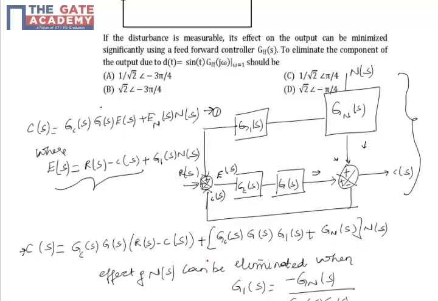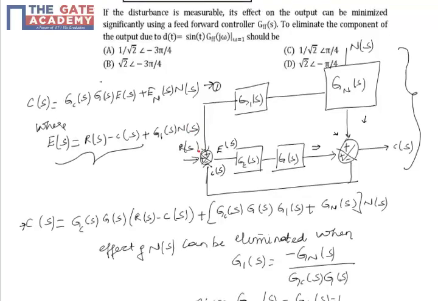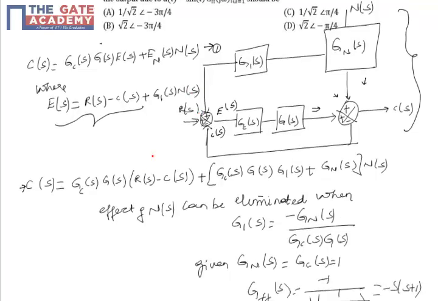Plus n of s. Here we are asked to nullify the effect due to n of s. So I will consider only n of s and ignore r of s. Here you can see the effect. This is my error expression, the steady state error E of ss, and it is G1 minus Gn of s by Gc of s into G of s.